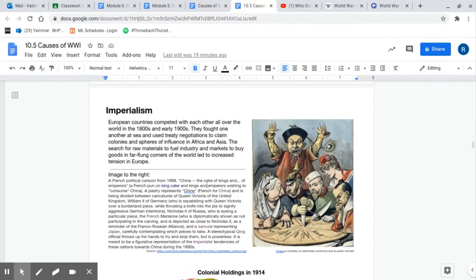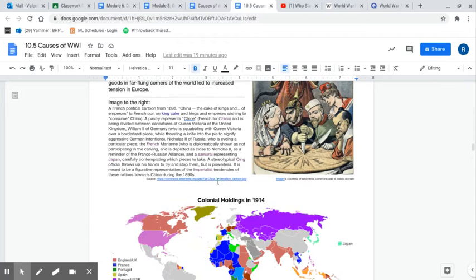The next cause is imperialism. As we looked at imperialism in the previous unit, we saw countries like Great Britain, Germany, France, all competing for land claims or resources as they went to different parts of the world and dominated indigenous cultures. Why were they doing that? How did that increase tension between these countries? How could it have led to war?